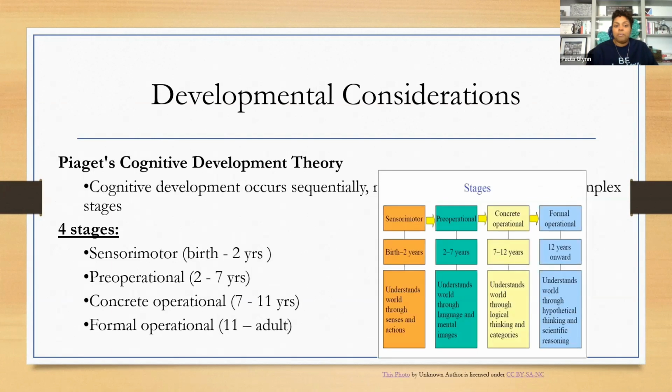The other developmental consideration you want to look at is Piaget's cognitive development theory. What does that look like? Here is a little chart that breaks it down for you. That's always helpful. There are 4 stages you're going to want to think about: your sensorimotor stage, your pre-operational stage, your concrete operational stage, and then your formal operational stage. Those are things you want to think about sequentially and what that looks like as they get older.